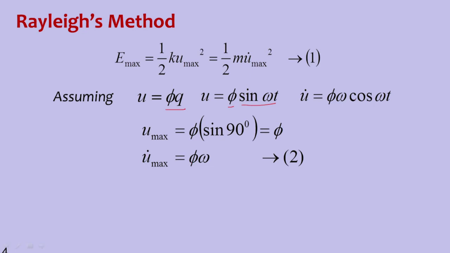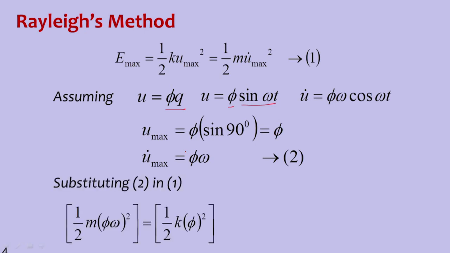So u dot max is equal to phi omega. So we have maximum displacement value and maximum velocity value. If we take these two things and substitute back in equation 1, what we get is half m u max, so that is phi omega square, that is equal to half k phi square.